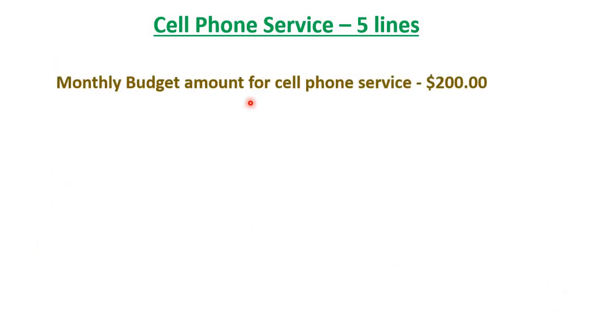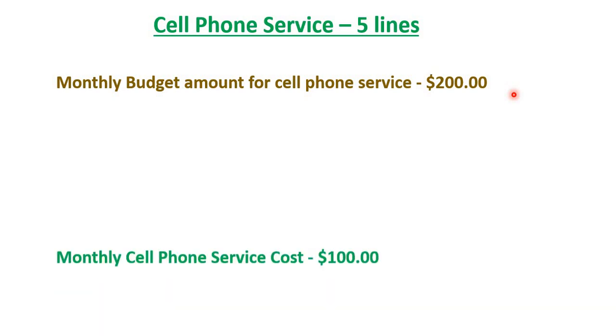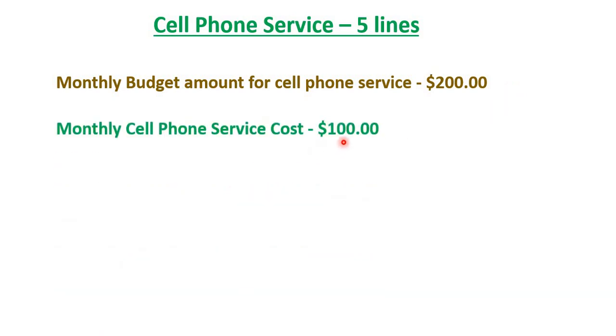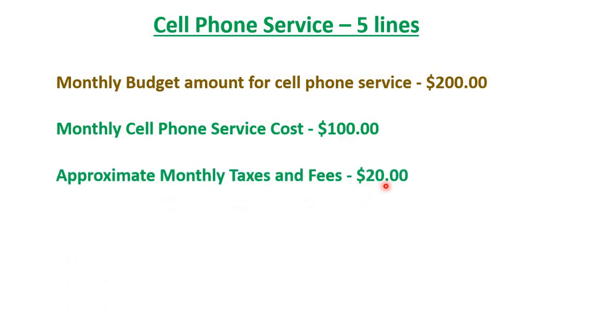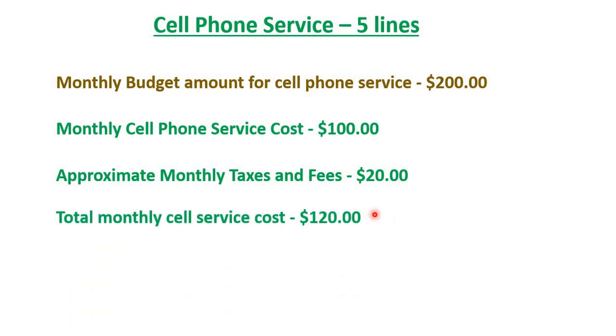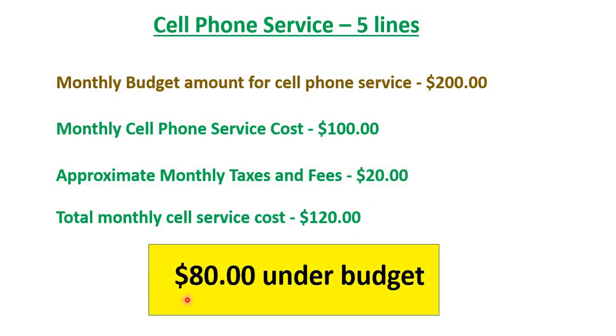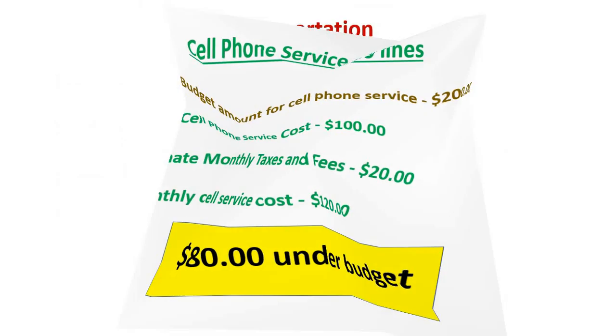And so now let's organize this information. I set aside $200 a month in my create the budget assignment for cell phone service. I found that plan for $100 a month for the 5 lines. I also said it's about $20 I'm figuring for the fees and taxes. And so I've got $120 total for the monthly service, which means I'm $80 under budget. So I'm 3 for 3. I'm under budget 3 times. So that's a bonus. So now we're done with that.